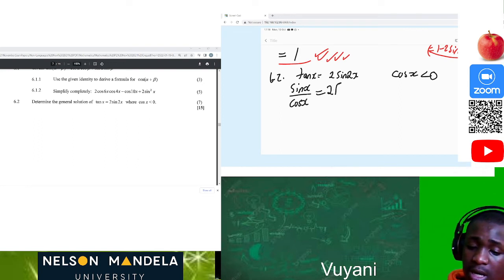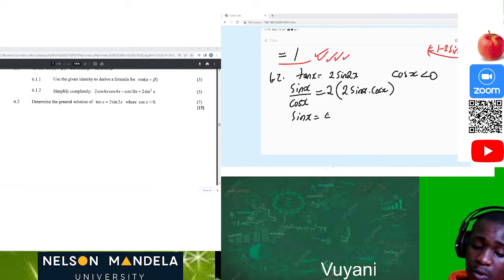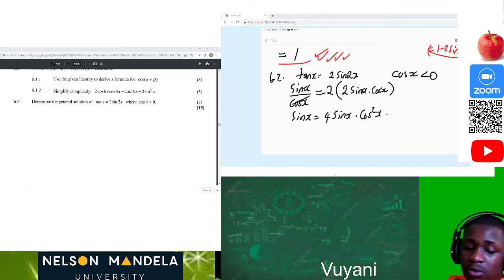So we can actually see that sine 2x is the same as 2 sine of x multiplied by cos of x. Then we end up having sine x is equal to 4 sine of x, because this cos will go the other side, and now sine x times cos squared of x. It's going to the other side, then it's going to be cos squared of x if we cross multiply. Well, let me just do this for this time so that you see that.